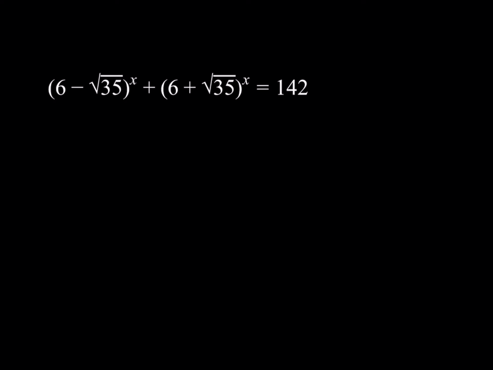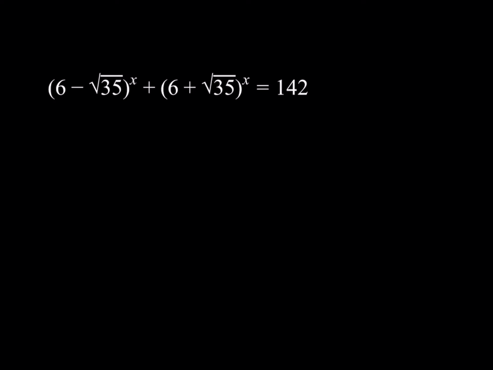And let's get started. Now, we do have (6 minus root 35) to the power x plus (6 plus root 35) to the power x is equal to 142. So this might look like a radical equation, but it's actually an exponential because x is the variable and it's in the exponent. When you see something like this, at first it might look kind of scary, right? Because x is in the exponent. These kinds of equations are actually kind of hard to solve sometimes, especially when they're Diophantine. But anyways, we're going to solve this equation for a real solution.